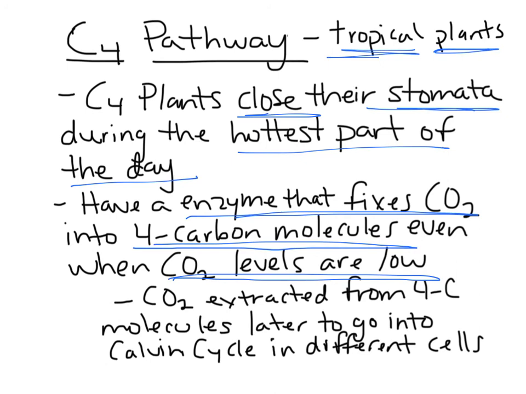So the stomata is just an opening in the leaf. We're going to learn about that, so you don't need to worry about that. That's in another notes area. So the CO2 that's extracted from the 4-carbon molecules later goes into the Calvin cycle. So it's sort of a stockpile of carbon.